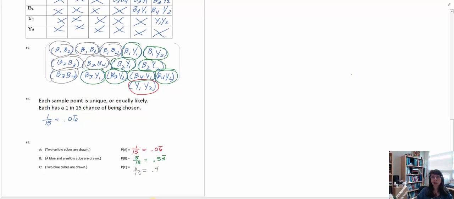So now look back. What color cubes did you draw? If you had 2 yellow cubes drawn, that means you match the 0.06 probability. If you had one blue and one yellow, then that matches with the 0.53 probability. Or if you had two blue cubes, you had 0.4 probability. So you might ask yourself, which probability is the most likely? And that one is one blue and one yellow, because 0.53 is the larger probability of these three options. The least likely event is A, two yellow cubes, and that's because you had fewer yellow cubes than blue cubes in your sample space.